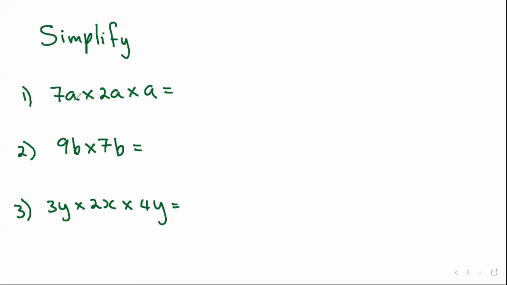So here, notice we have 3 a's. So right away, I know that we'll end up with a cube. And then we multiply the coefficient. The coefficient is the number that is in front of them. So 7 times 2 is 14. 14 times 1 is back to 14. So this is the answer for the first one.